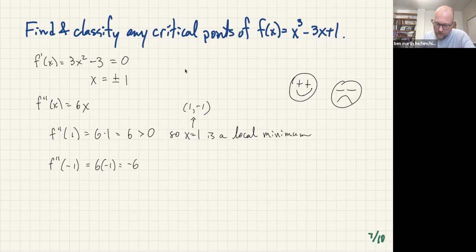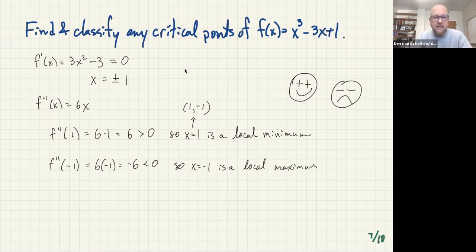So for x equals negative 1, we end up getting a negative second derivative. So x equals negative 1. I think the point would be negative 1 comma positive 1, and it is a local maximum, okay?